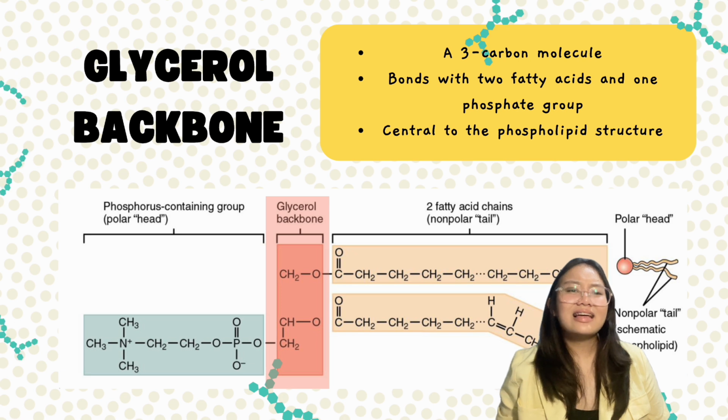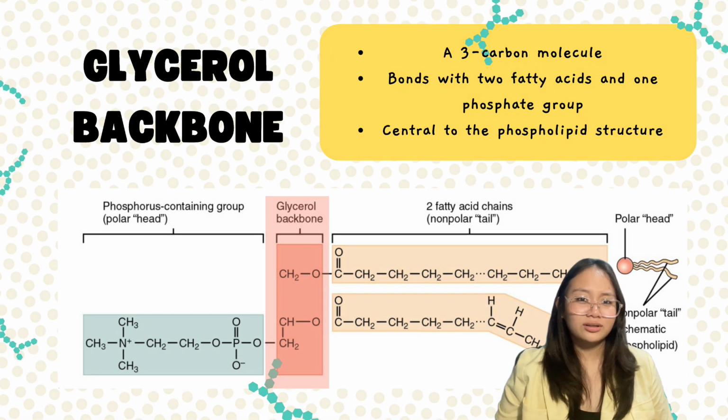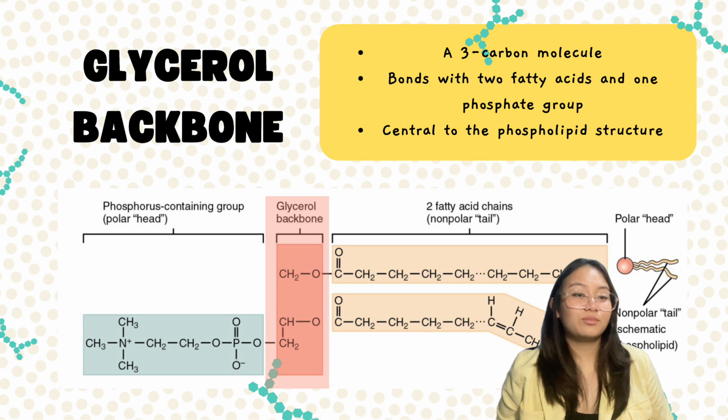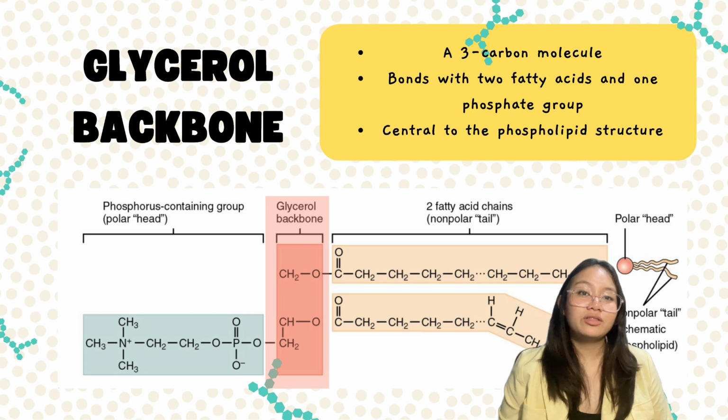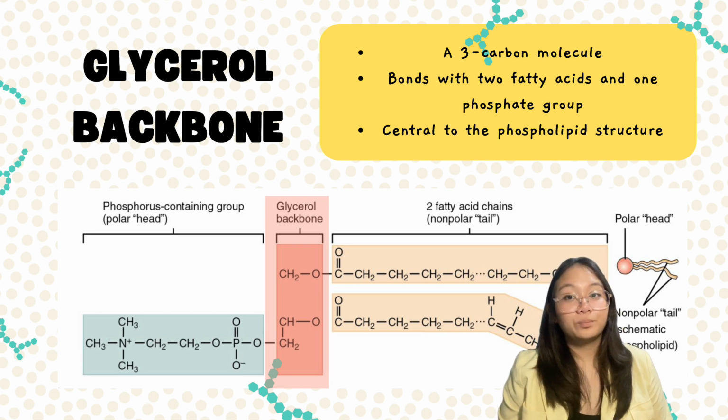Now, let's talk about the glycerol backbone. So glycerol is a 3-carbon molecule, and each carbon bonds to a different group. So carbon 1 and carbon 2 bond with the fatty acid chains. So carbon 1 bonds with the saturated fatty acid and carbon 2 bonds with the unsaturated fatty acid. And then carbon 3 bonds with the phosphate group. So look at the diagram. So this structure forms the core of the phospholipid.